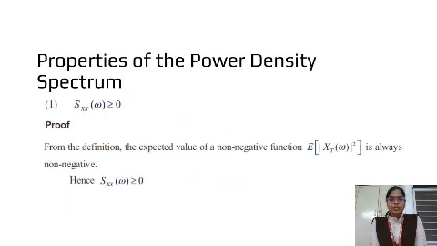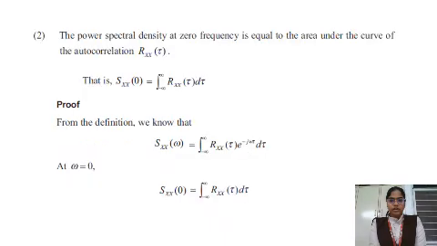Now we see the properties of the power density spectrum. The first property is Sxx of omega is greater than or equal to 0. The proof: from the definition, the expected value of a non-negative function, the modulus of X of T omega squared, is always non-negative. Hence, we can say that Sxx of omega is greater than or equal to 0.